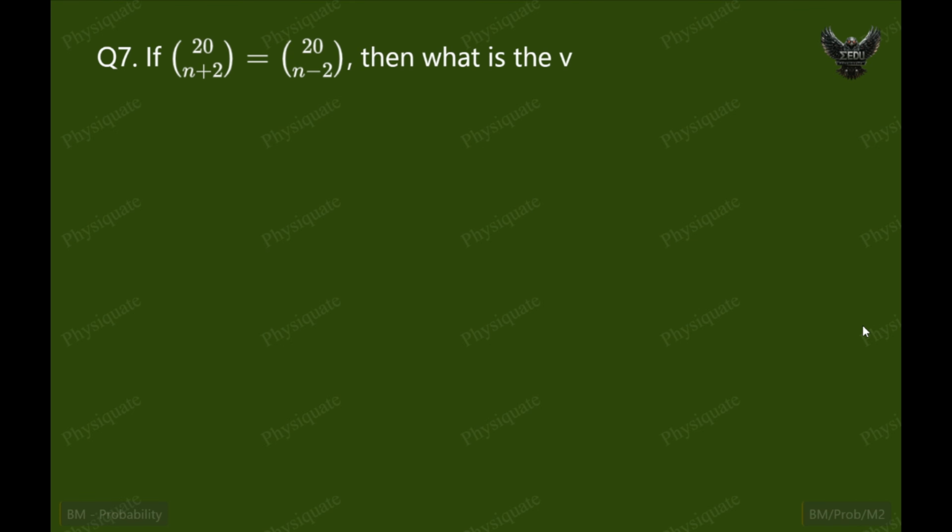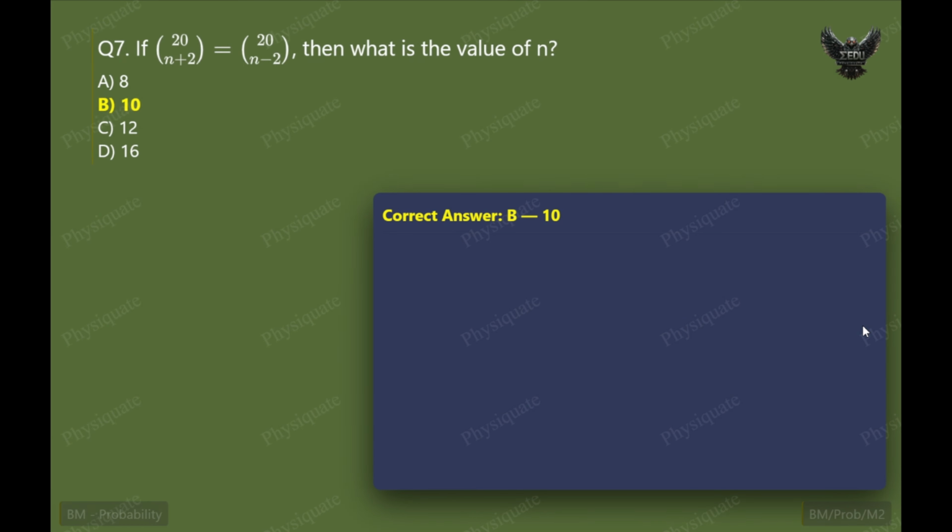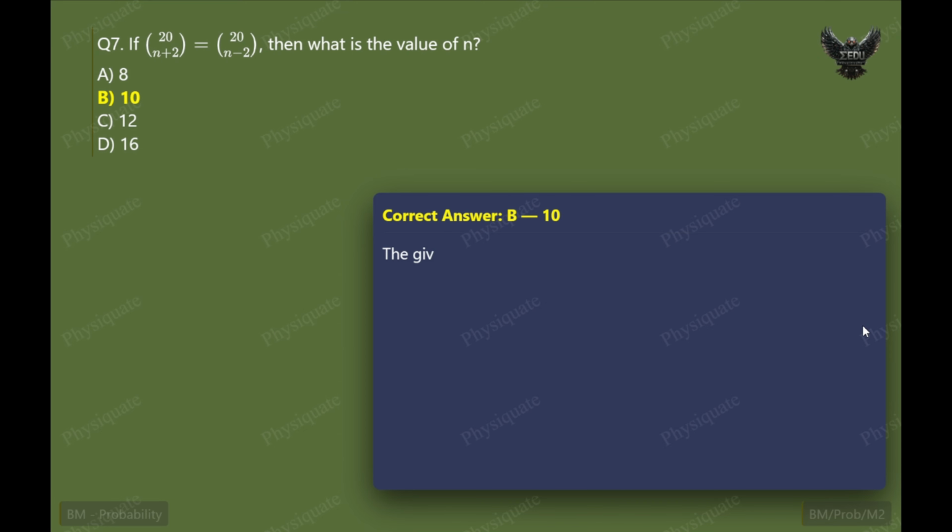Question 7. If C(20, n+2) equals C(20, n-2), then what is the value of n? Correct answer is option B. The given expression involves binomial coefficients with equal values.